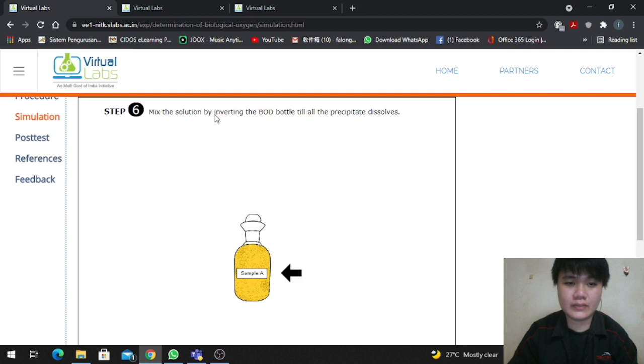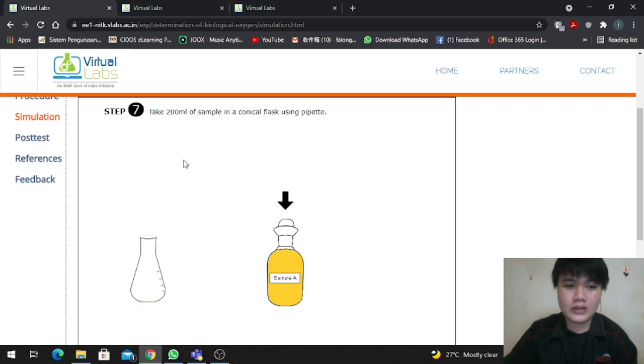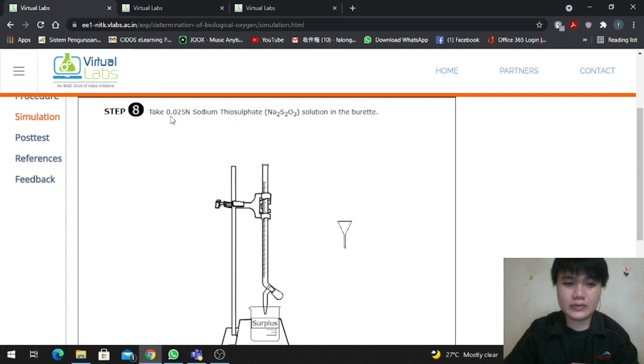Step 6. Mix the solution by inverting the BOD bottle till all the precipitate dissolves. Shake it 25 times. Step 7. Take 200 ml of sample in a conical flask using a pipette. Step 8. Take 0.025 N sodium thiosulfate, Na2S2O3, solution in the burette.